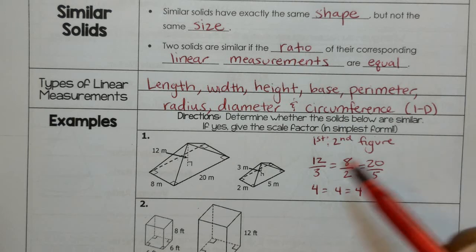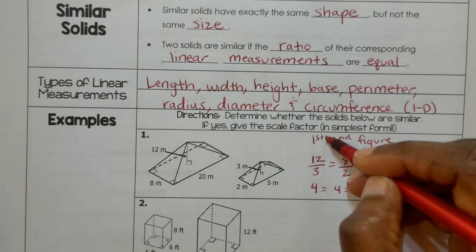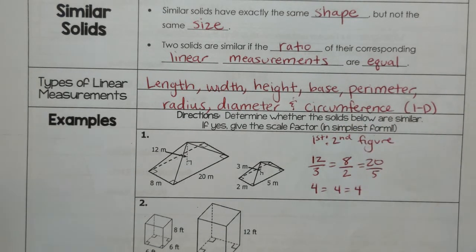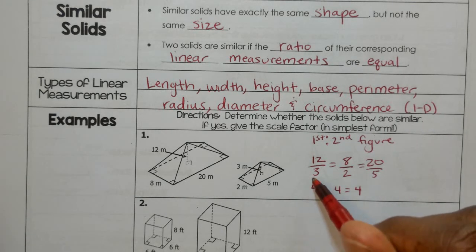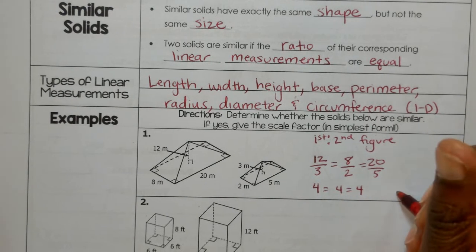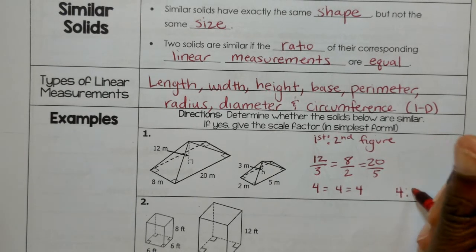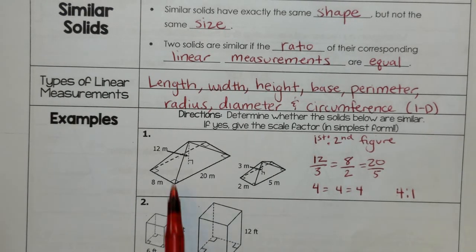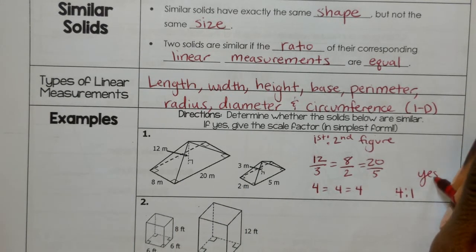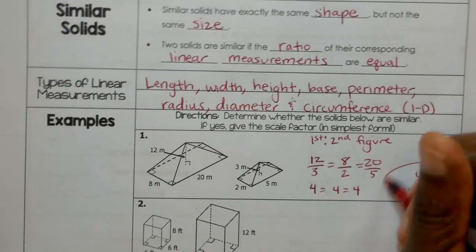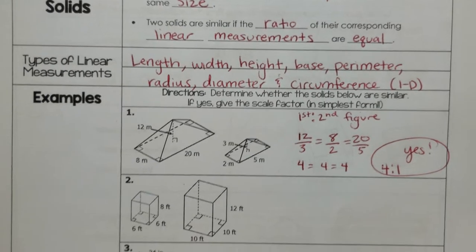So our scale factor, if we were to write it in ratio notation, simplifies to 4. Really, it's over 1. You could rewrite this fraction as 4 over 1. So our ratio is a 4-to-1 ratio. That means that this figure is 4 times larger than this figure. And the answer is yes, they are similar because they all have the same ratio, scale factor.